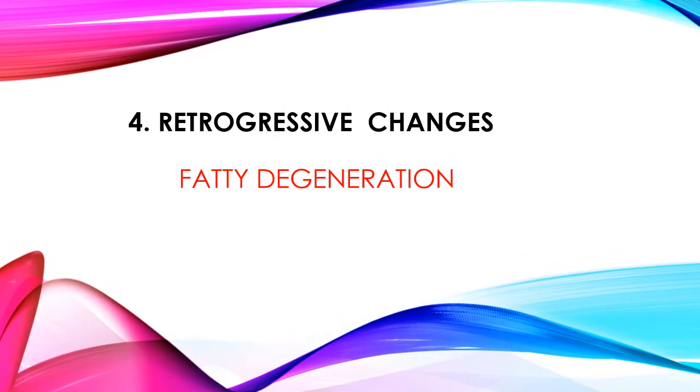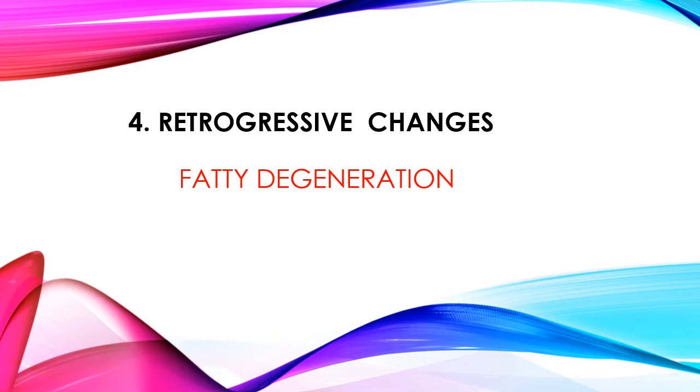Hello everyone. In the previous lecture, we started the fourth topic of pathology, retrogressive changes. Retrogressive changes means changes from a better to a worse condition, and passing from a higher to a lower level of organization is a retrogressive change. In the previous lecture, we discussed cloudy degeneration or cloudy swelling.